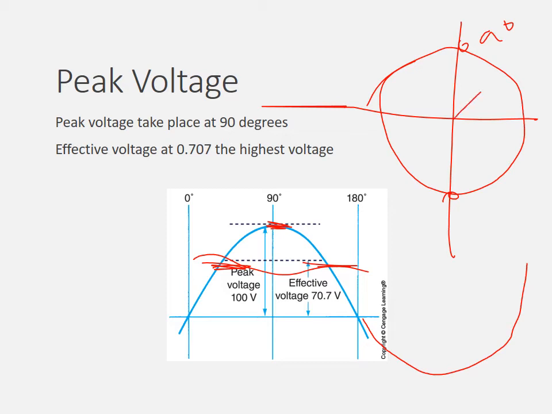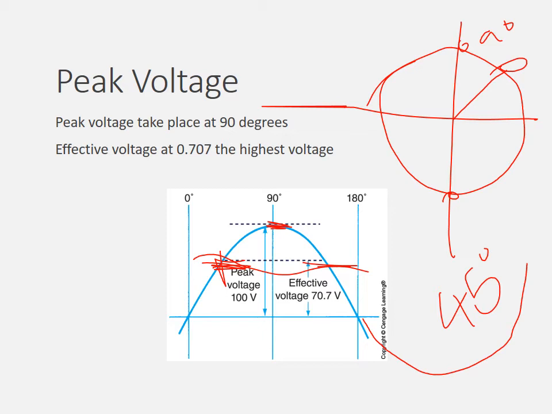If I look at this part here, this is the location over here. What degree could that be? If this is 90 and this is 0, what would that be? Give you a second. It is 45 degrees.